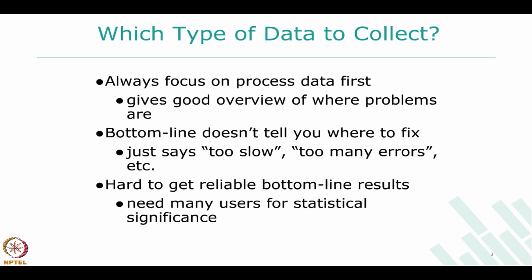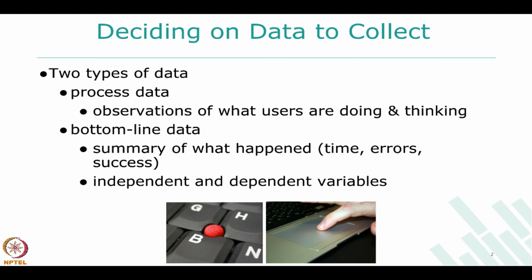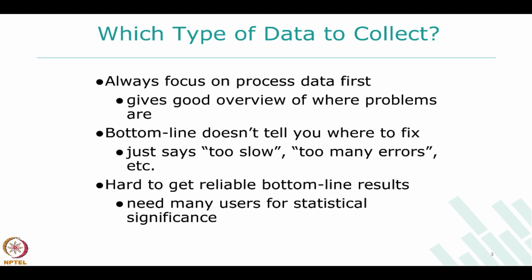Always focus on process data. Process data is nothing but the data about what users are doing and thinking. It gives a good overview of where the problems are. Bottom line data doesn't tell you where to fix, because it's more of a quantitative versus qualitative thing. And it's also hard to get reliable bottom line results using quantitative data, because you almost always need a large amount of data to do anything statistically significant.